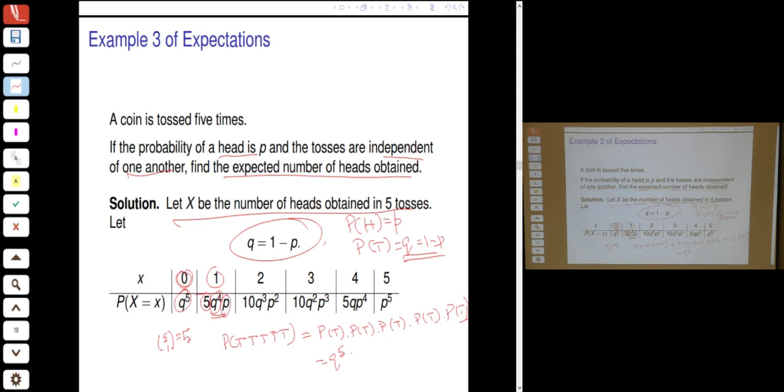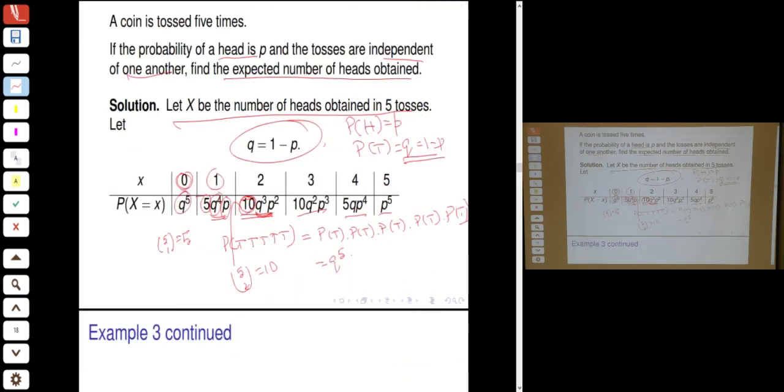Okay. Similarly, you can see that the probability of exactly 2 heads is 10 q cubed p squared, because for any such string, the probability of the outcome being that string is q cubed times p squared, and the total number of strings with 2 h's and 3 t's is equal to the number of ways of choosing the spots for the 2 h's out of 5 possible slots, which is 5 choose 2, which is 10. Okay. Similarly, you can calculate the other probabilities.